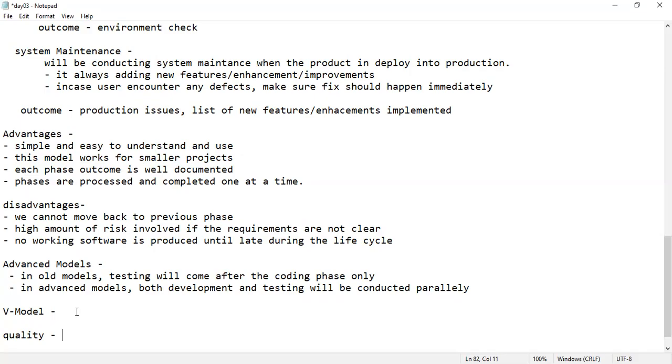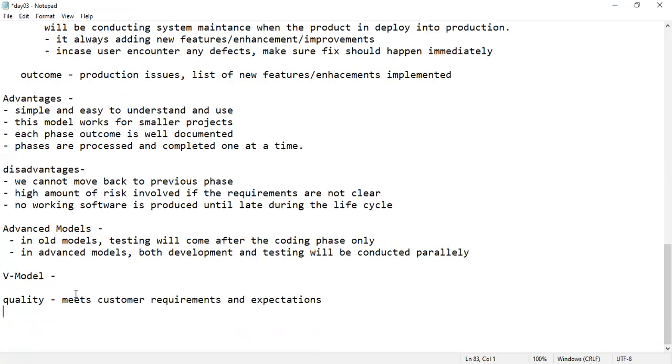Okay, what is quality? Anybody try, what is quality? Meets customer or client requirements and expectations. Okay, that is quality. If someone asks what is quality, quality is nothing but to satisfy or meet the customer requirements and their expectations. Call it quality.